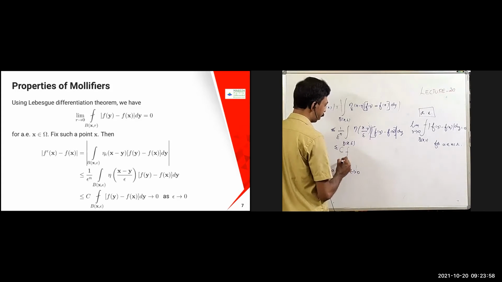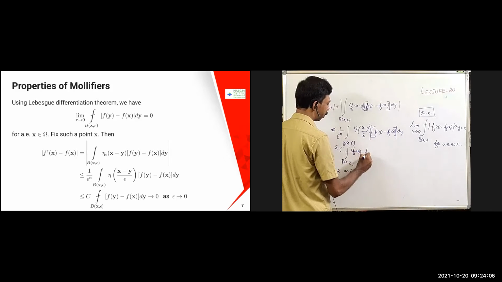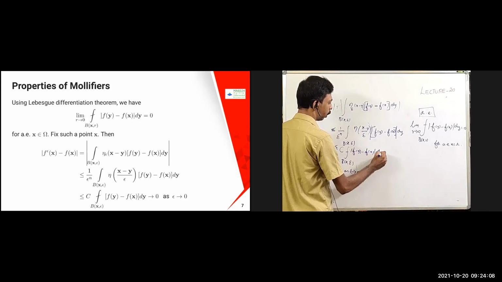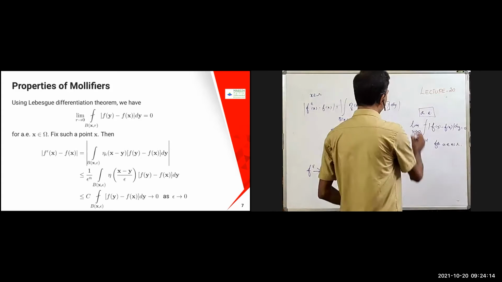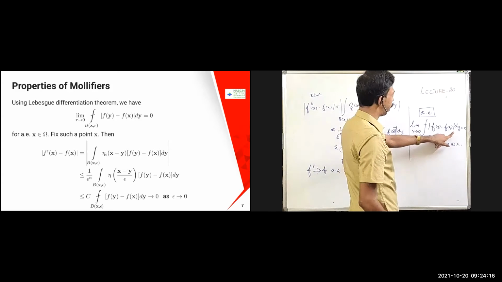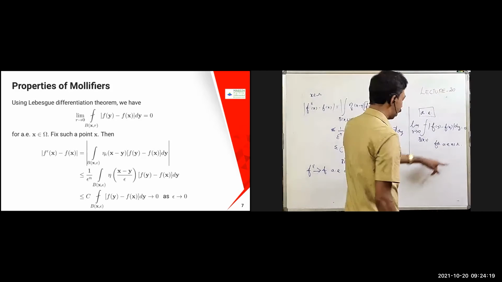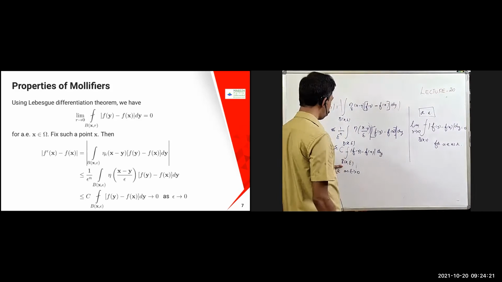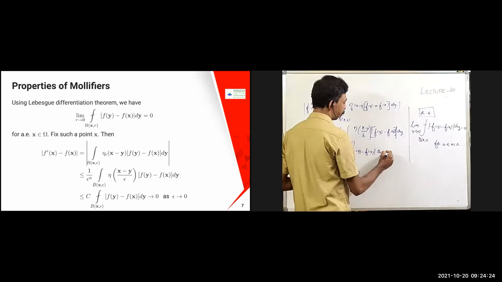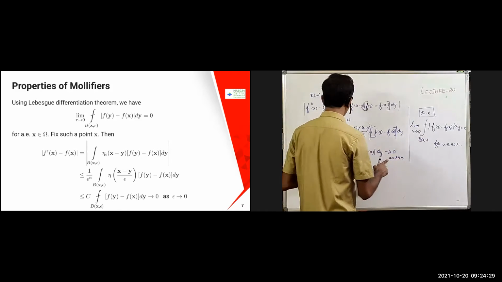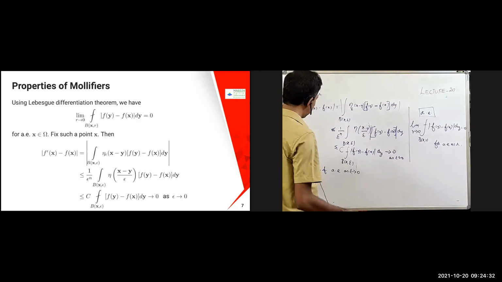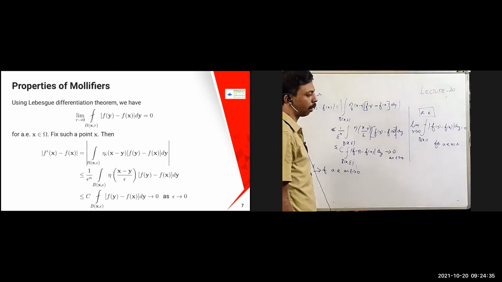So therefore, this is going to become c times the average integral over b of x comma epsilon of modulus f of y minus f of x, dy. Now use this theorem: the limit as r tends to 0 of the average integral over b of x comma r equals 0 for almost every x belonging to omega. Therefore, if I allow epsilon tends to 0 here, you can use this concept. So this tends to 0 as epsilon tends to 0. That means f epsilon converges to f almost everywhere as epsilon tends to 0.